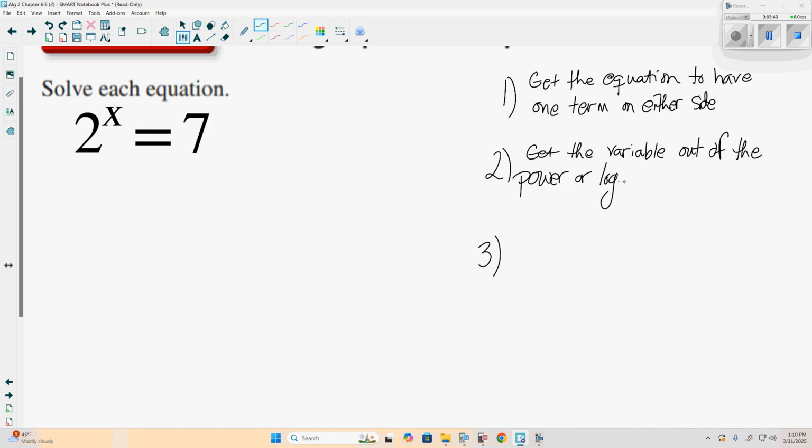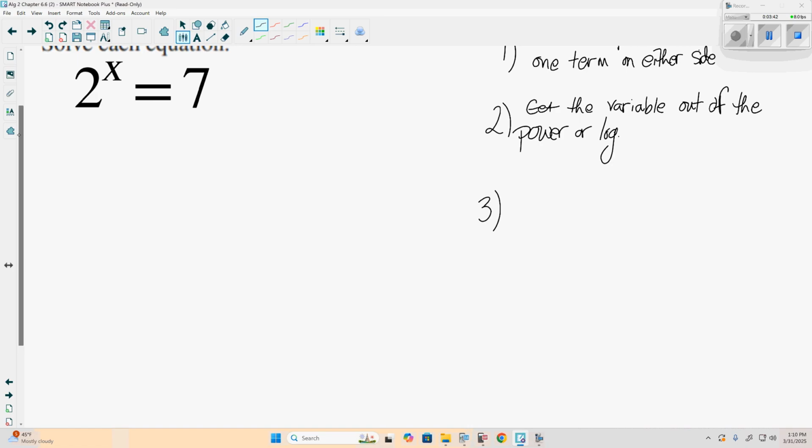Now for this here, 2 to the x, we need to get that x out of the power, out of that exponent. And to do it, we're going to use logs. And the way we do this is we're going to apply log to both sides of the equation. Specifically, log base 2. For this equation, we're going to use log base 2.